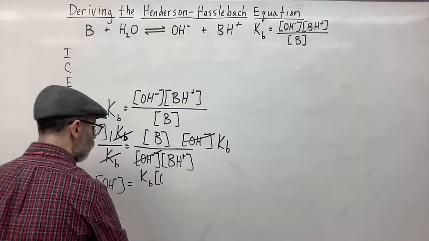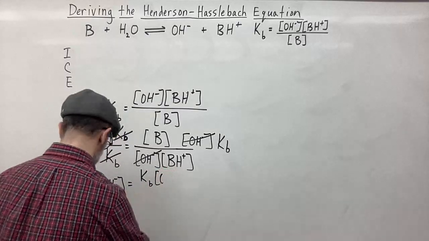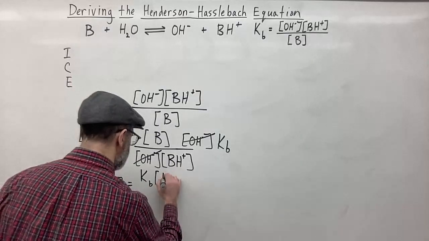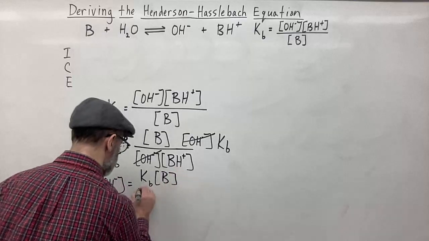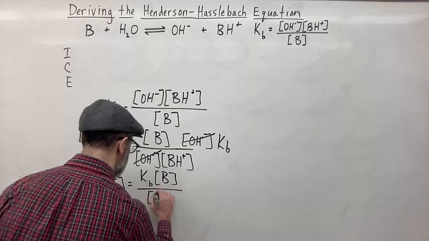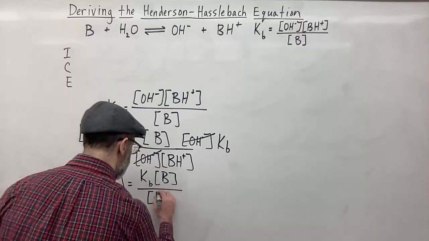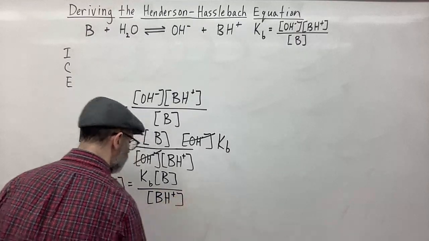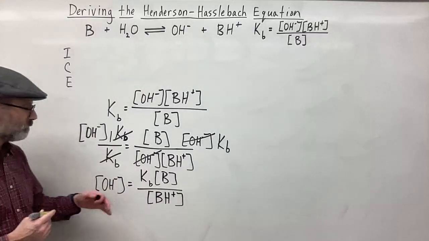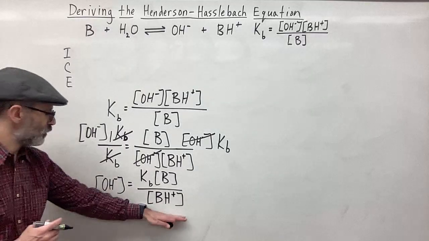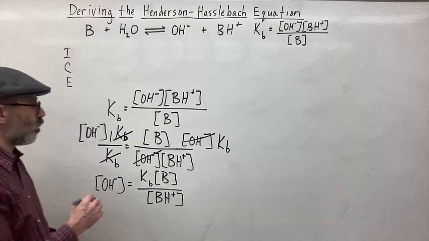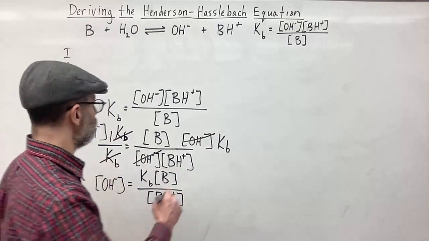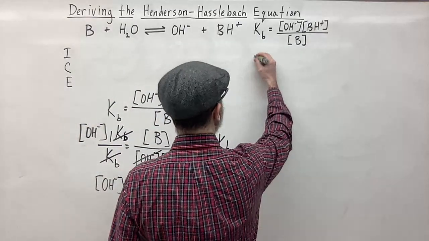or OH, sorry, no, that's B. So Kb times the concentration of the weak base over the concentration of the conjugate acid, BH plus. Okay, so now I have this. So again, I'm going to rearrange this. Slightly different, but the steps are pretty much the same. So I'm going to write this up here.